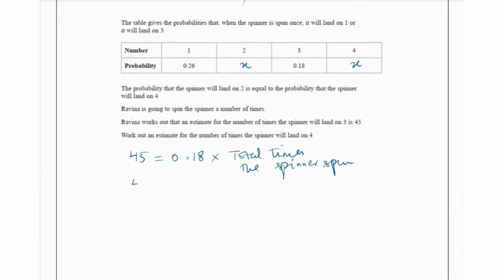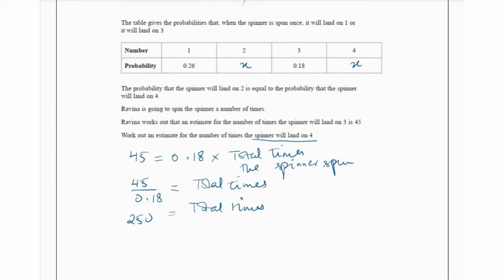Now we're going to do the opposite. We're going to divide the number of times 3 is coming by its probability. So that is going to give us 250 times. So the total times the spinner is being spun is 250 times. Now we have to work on the estimate for the number of times the spinner will land on 4.